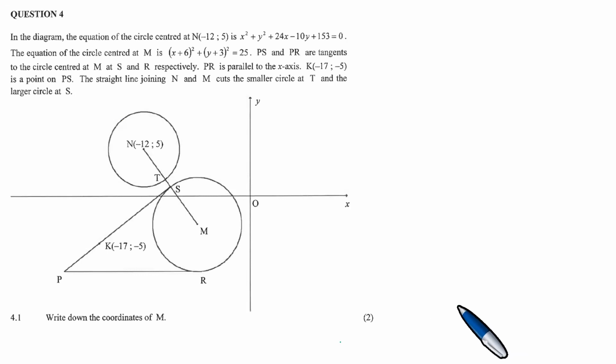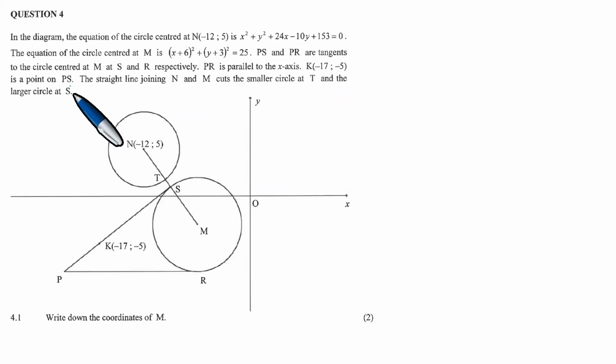Now, in the diagram, there is a circle centered at N, whose coordinates are (-12, 5). Its equation is x squared plus that. So that is the equation of this circle. The equation of the circle centered at M is this one here.